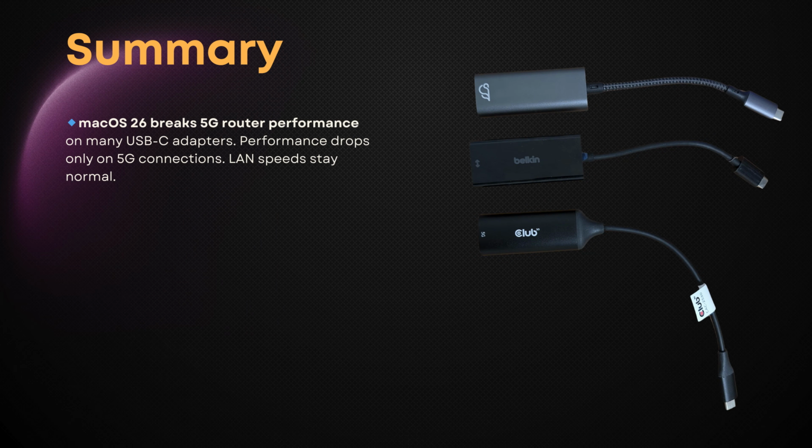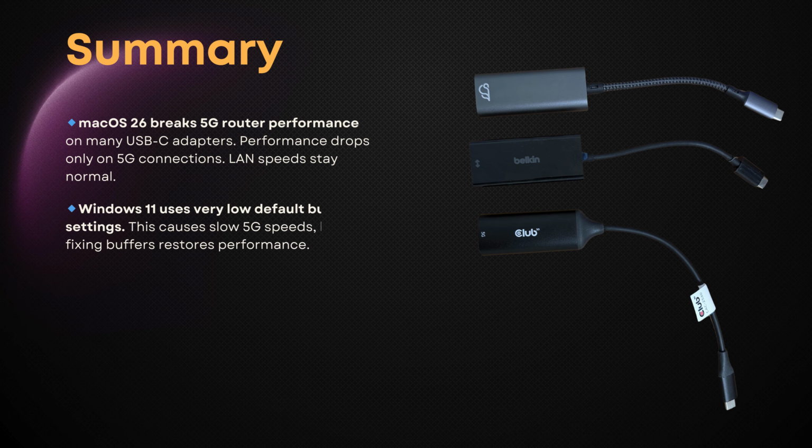To summarize the entire set of tests, there are 4 key findings. First, macOS 26 seems to introduce a problem that affects most USB-C network adapters when used with 5G routers. LAN performance remains completely normal, but 5G speeds collapse without any clear explanation.